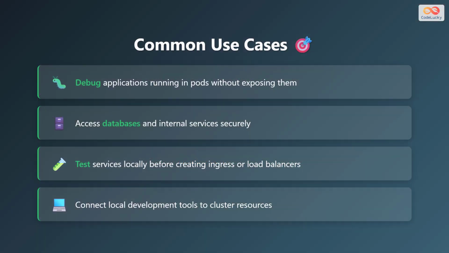Port forwarding has several common use cases in Kubernetes workflows. First, you can debug applications running in pods without exposing them publicly. Second, it provides secure access to databases and internal services for administration or querying. Third, you can test services locally before creating ingress rules or load balancers. Finally, it allows you to connect local development tools like database clients or API testing tools directly to cluster resources. Port forwarding is an essential skill for any Kubernetes developer or administrator.